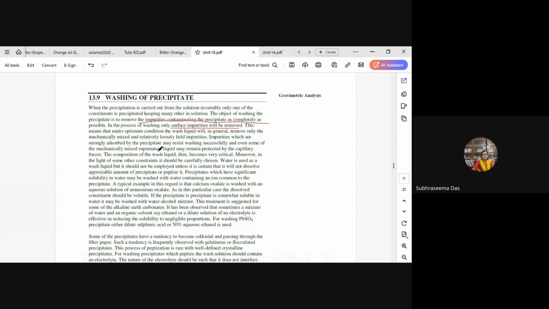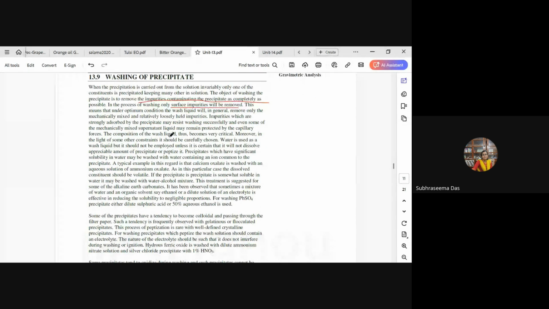This means that under optimum conditions, the wash liquid just mechanically removes the impurities which are very loosely bound to the precipitate. The impurities which are very strongly adsorbed by the precipitate must be washed with certain chemical reagents. That is why the composition of the wash liquid is very important. Moreover, these wash liquids must be chosen carefully so that they do not react with our precipitates.